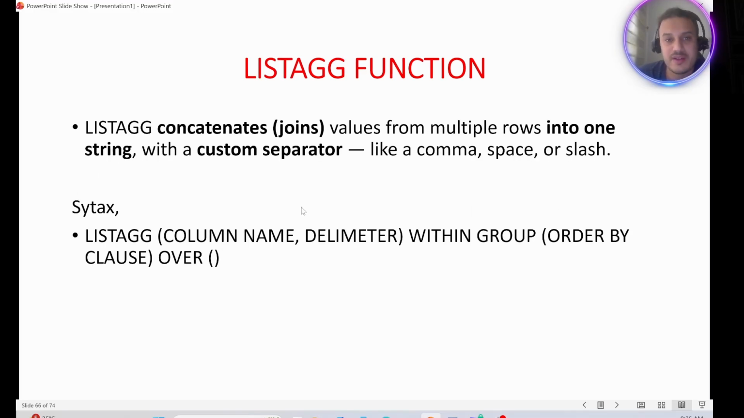We have the LISTAGG function. LISTAGG concatenates values from multiple rows into one string with a custom separator like a comma, space, or a slash. So the syntax: we have LISTAGG, the column name, we set the delimiter, WITHIN GROUP. We use this function with the WITHIN GROUP ORDER BY clause and OVER.